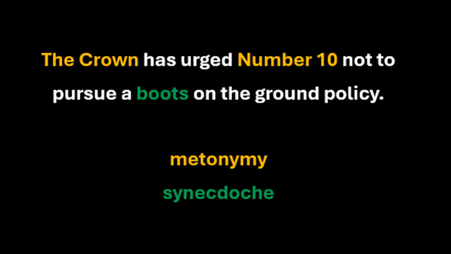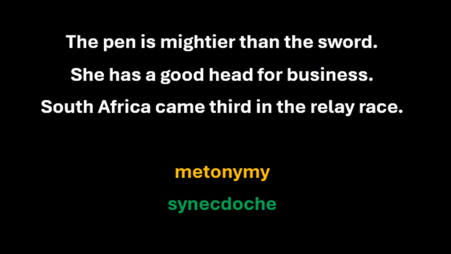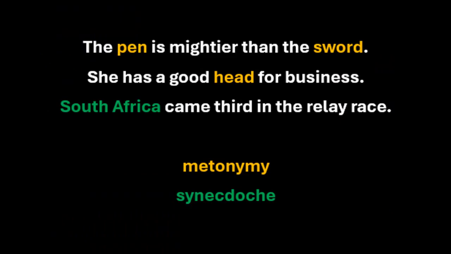Let's have a look at another example, and again I'll put it on the screen. You pause and try and figure it out. So pause the video here and try to identify which of these sentences is metonymy and which is synecdoche. Okay, let's see how you did. So the first two sentences are examples of metonymy. Pen substitutes for literature and sword substitutes for the world of action or violence.